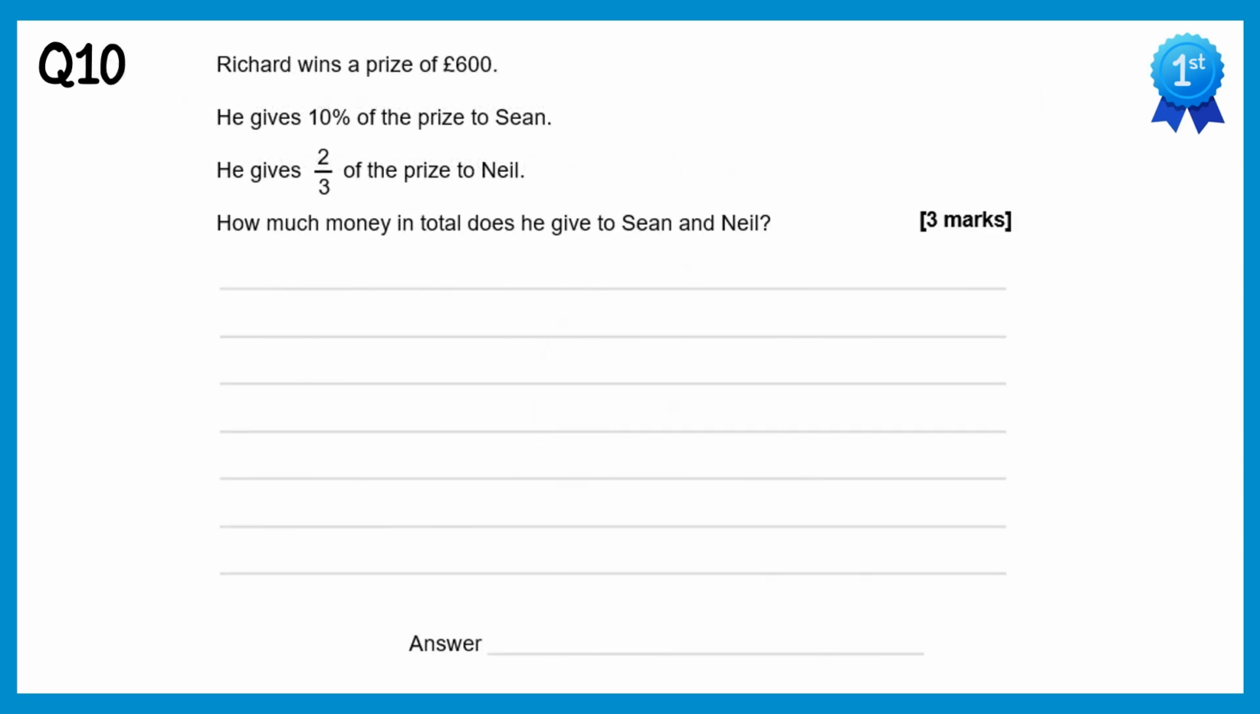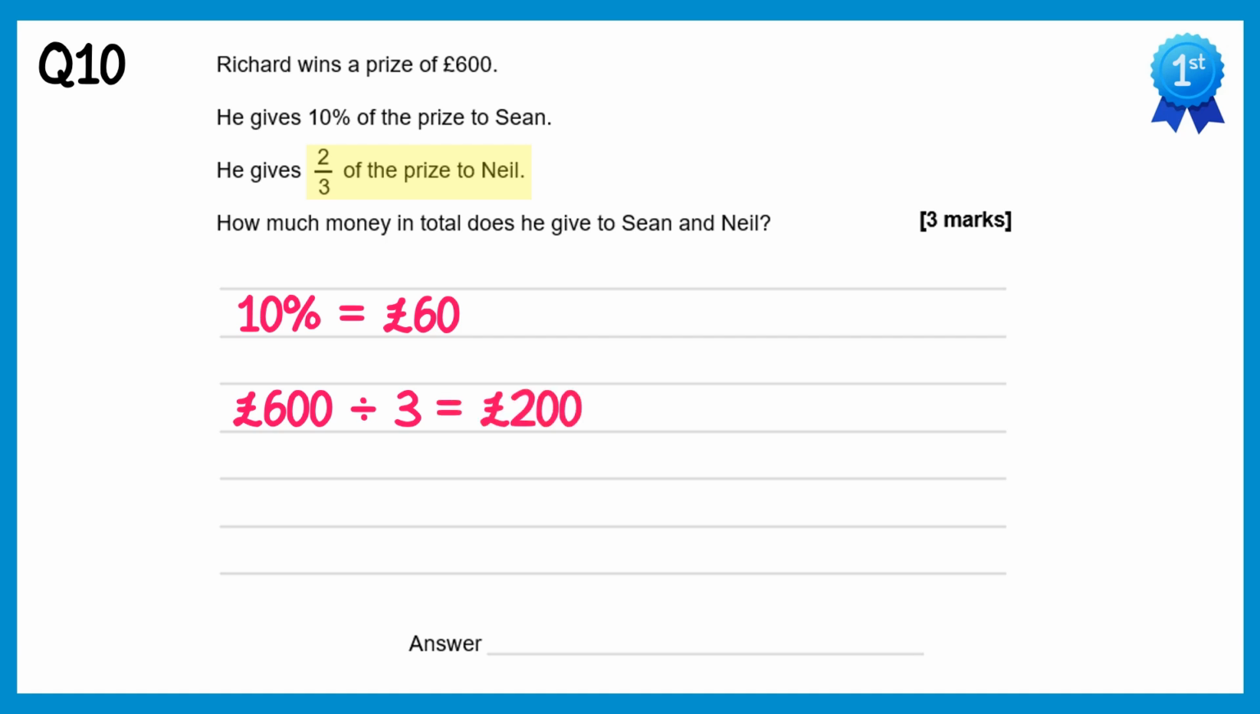In this question, Richard has a prize and he's going to give 10% of that to Sean. To do 10% of 600, we just divide it by 10, so 10% equals £60. He's also going to give 2/3 of the prize to Neil, so we need to do 2/3 of £600. First of all, we do 1/3 by dividing 600 by 3, that's 200, and to get 2/3 we just double this, so 200 times 2 is £400. So £60 to Sean and £400 to Neil.